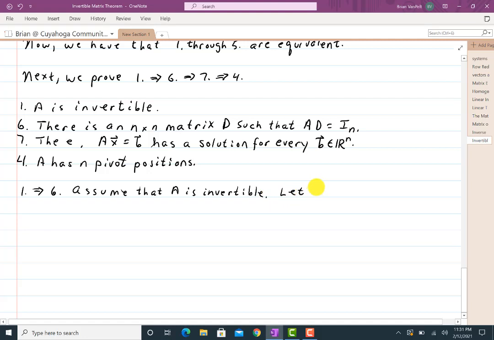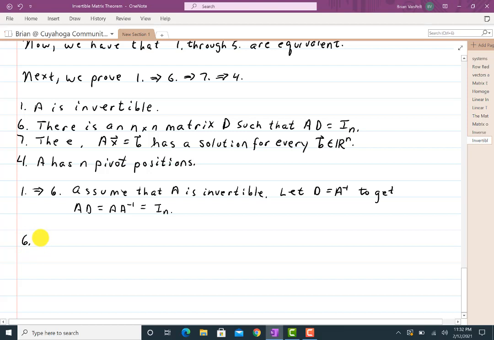Let D equal A inverse to get AD equal A inverse, which equals IN, and that takes care of 6.